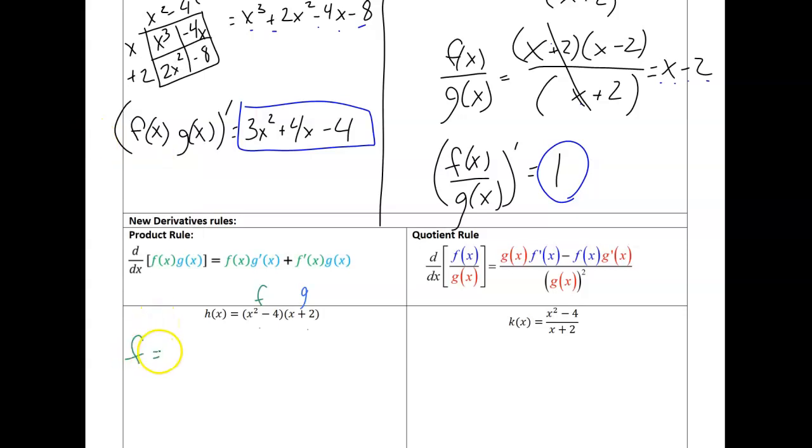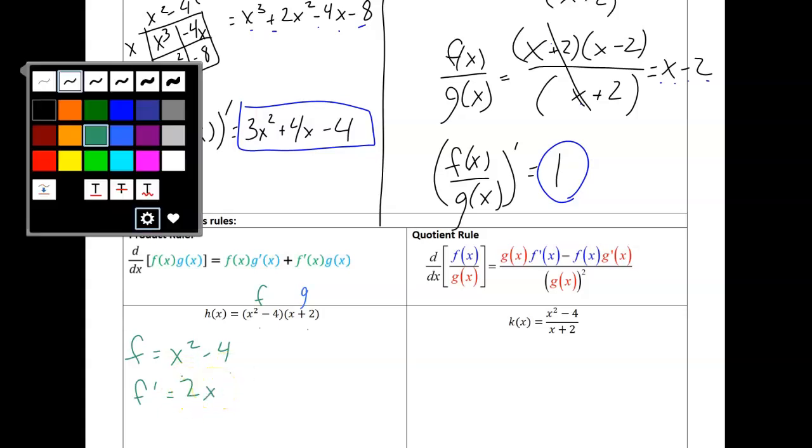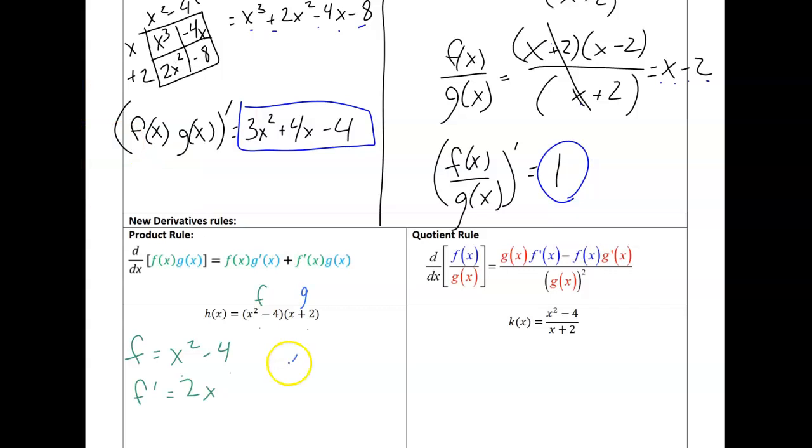So f is going to be x squared minus 4. F prime is going to be the derivative of f, which is just 2x plus 0, right? G, same thing. So g is x plus 2. G prime is just 1, right? So there's everything I need. And notice I'm using a little bit of shorthand. I'm not writing the g of x. We're using this notation for our notes, right? We don't have to be super formal about it.